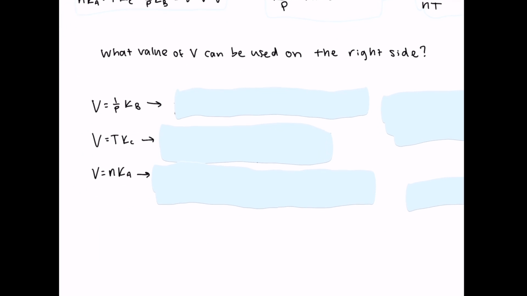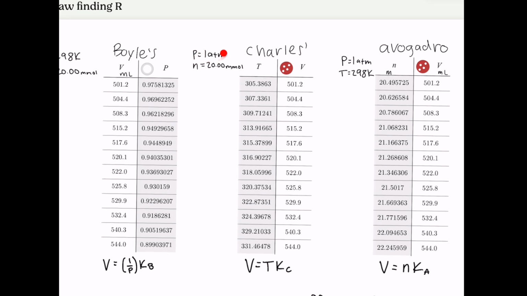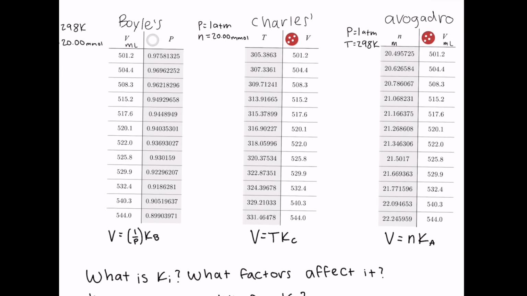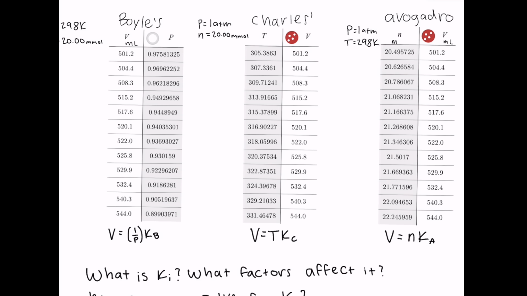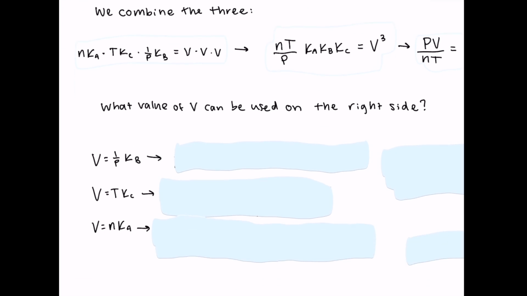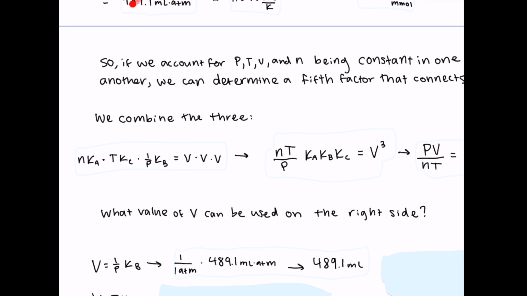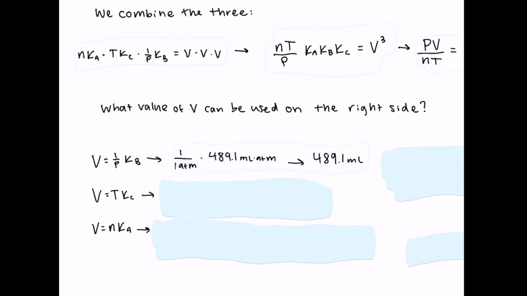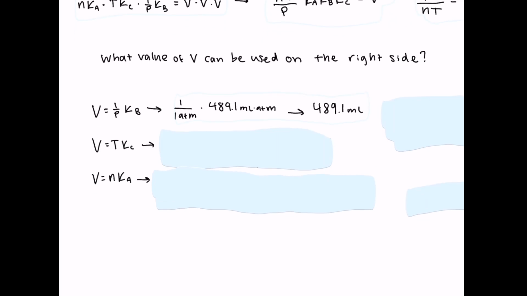So what value of v can we use on that right side so that it is like a constant? So what we did is we took one of these values. I used 1 atm because that was constant in both Charles and Avogadro. That being our constant value that will link together the other ones so that we can find that value of v. So just multiplying it by the slope, essentially, that k value we found that 489.1 milliliters was the volume value for 1 atm just based on Boyle's law.